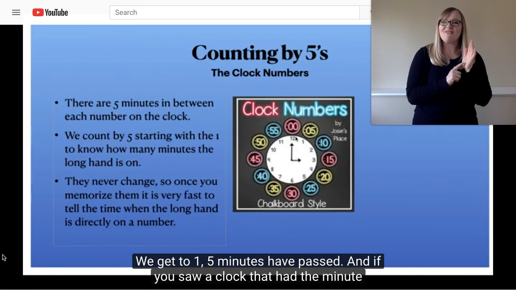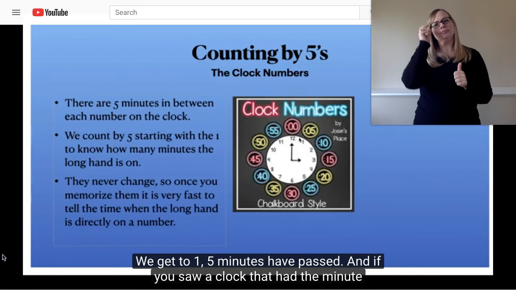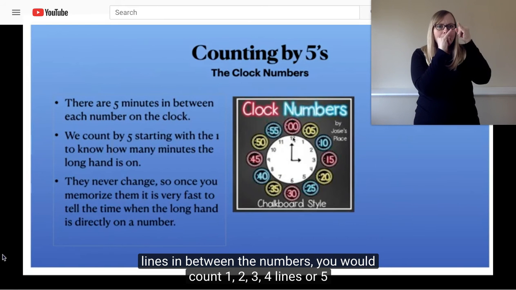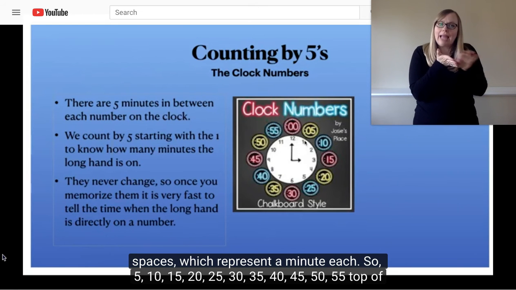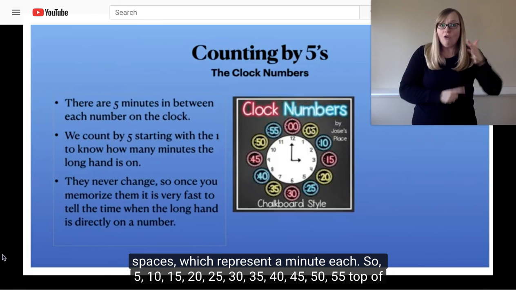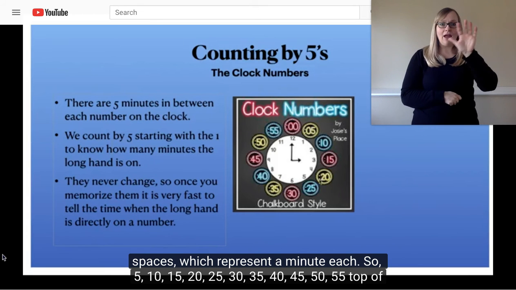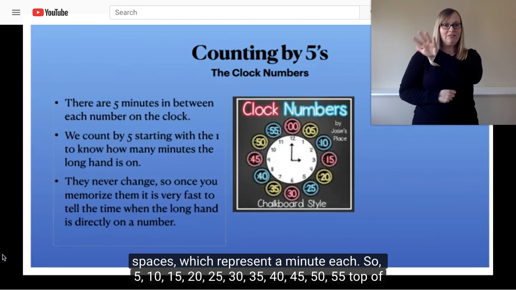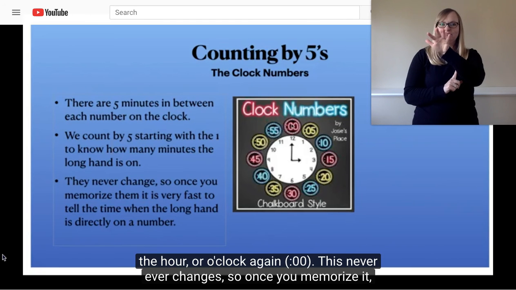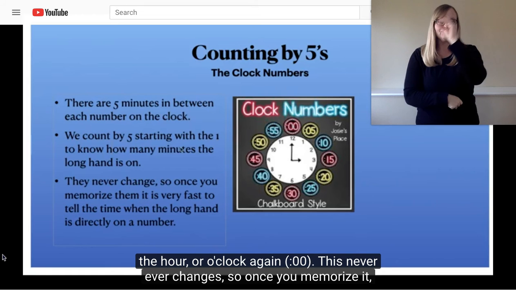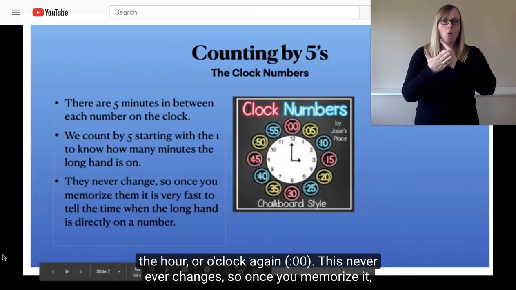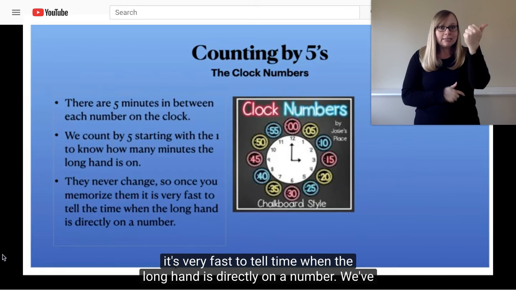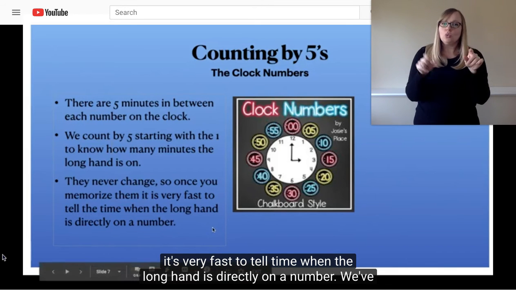And if you saw a clock that had the minute lines in between the numbers, you would count 1, 2, 3, 4 lines, or 5 spaces, which represent a minute each. So 5, 10, 15, 20, 25, 30, 35, 40, 45, 50, 55, top of the hour, or o'clock again. This never, ever changes. So once you memorize it, it's very fast to tell time when the long hand is directly on a number.